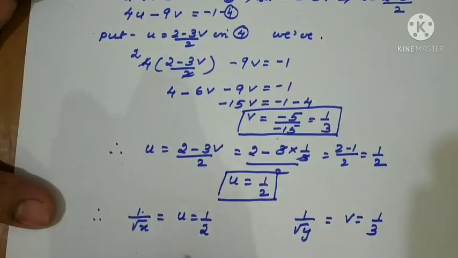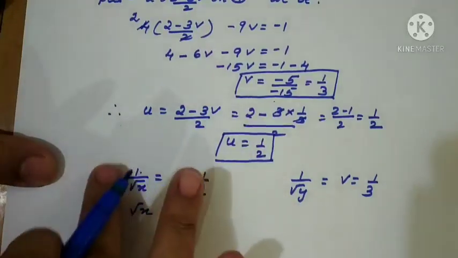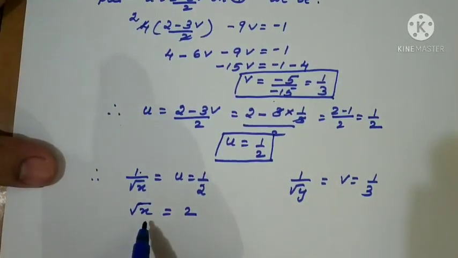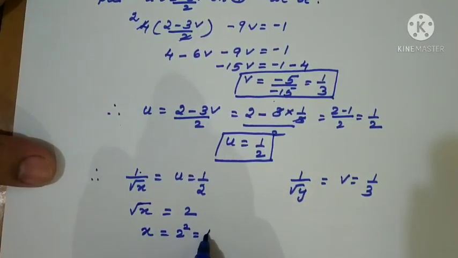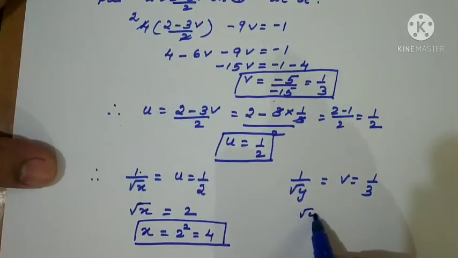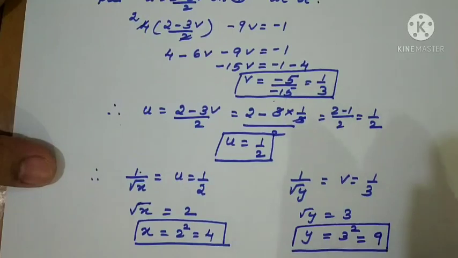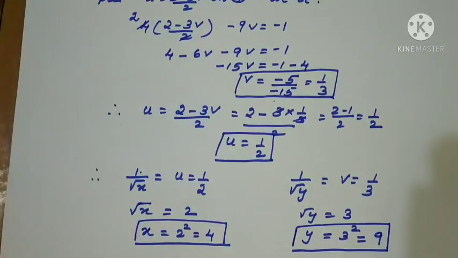So from this what we can write, root x equal to 2, cross multiply. So root we don't want, we want without root only. So squaring on both the sides, this will be x and this will be 2 square. So x equal to 4. Similarly root y equal to 3 only. Again squaring, for removing the root we have to square on both the sides. So here it will be 3 square, that will be 9. So what are the values for x and y? x equal to 4 and y equal to 9.